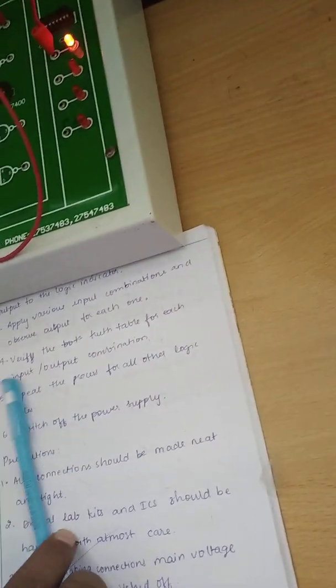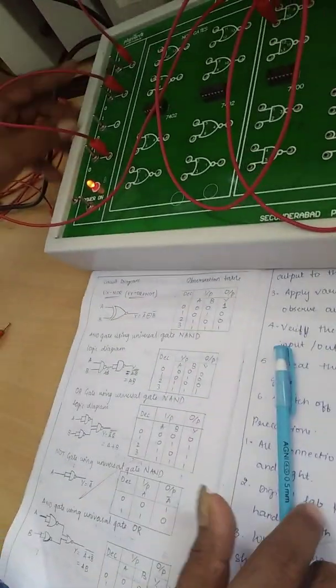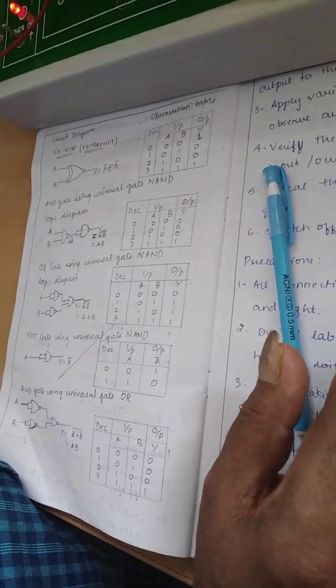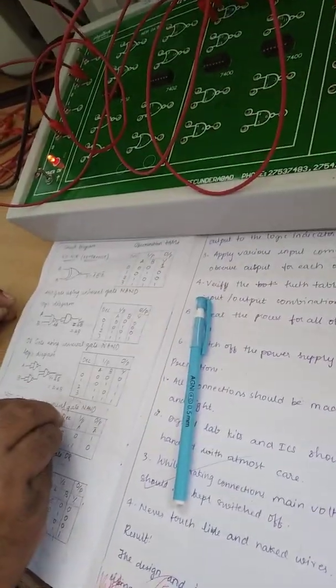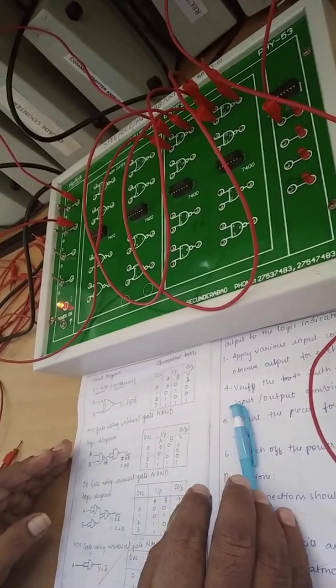Okay. So here both inputs are high, output is also high. Both inputs are 0. Both inputs are high, output is also high. Both inputs are low, I mean 0, 0, output is 0. So this is the AND gate using the universal gate.